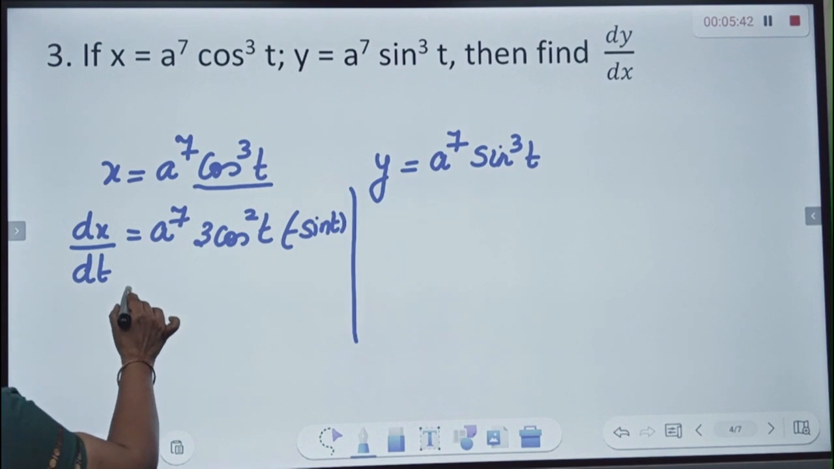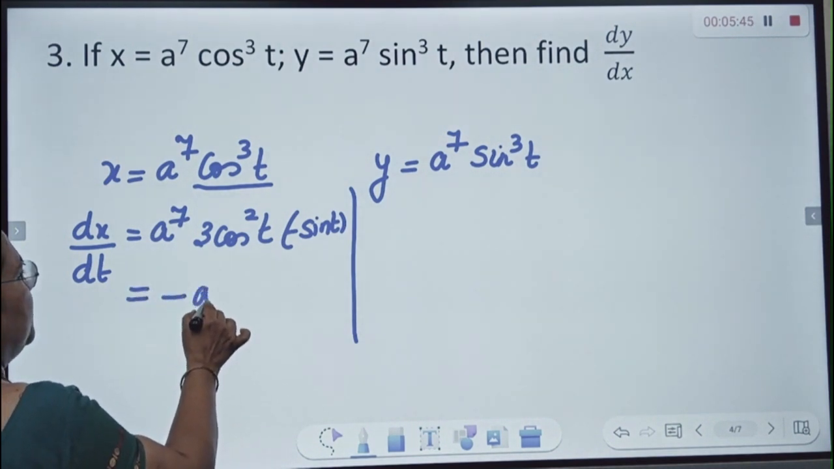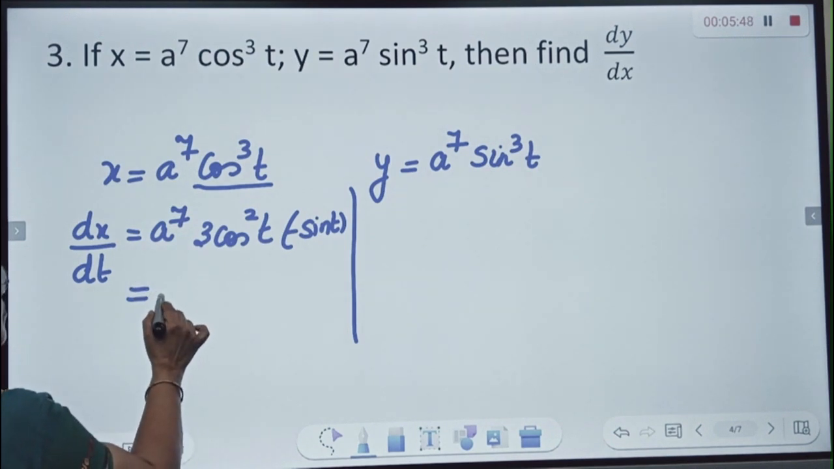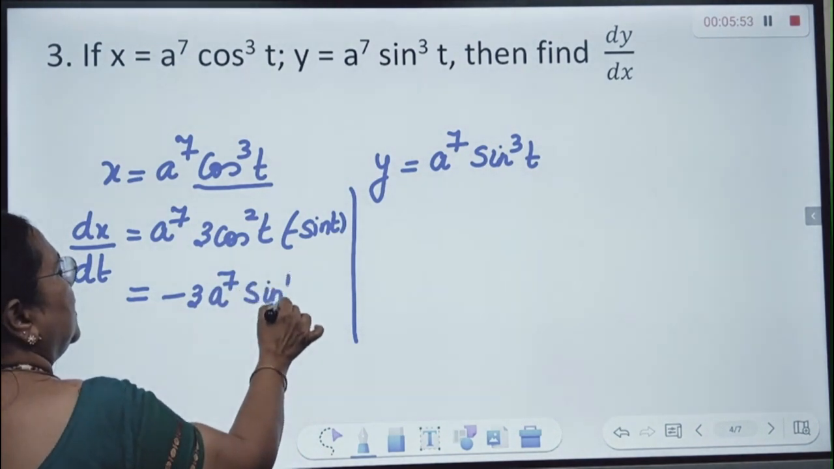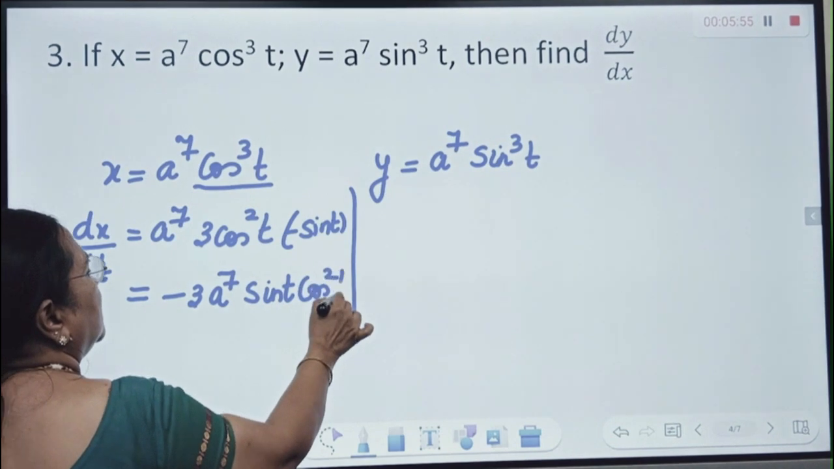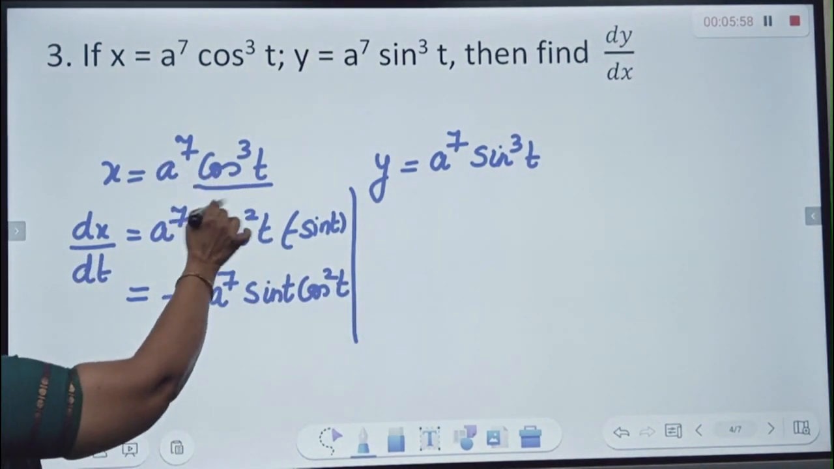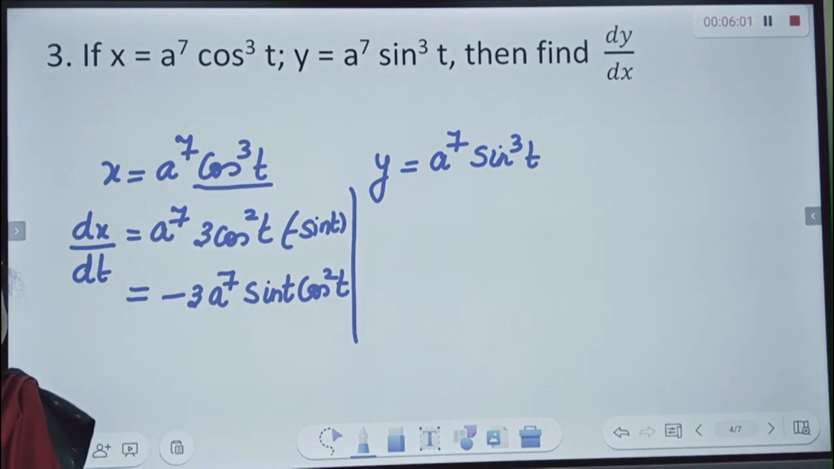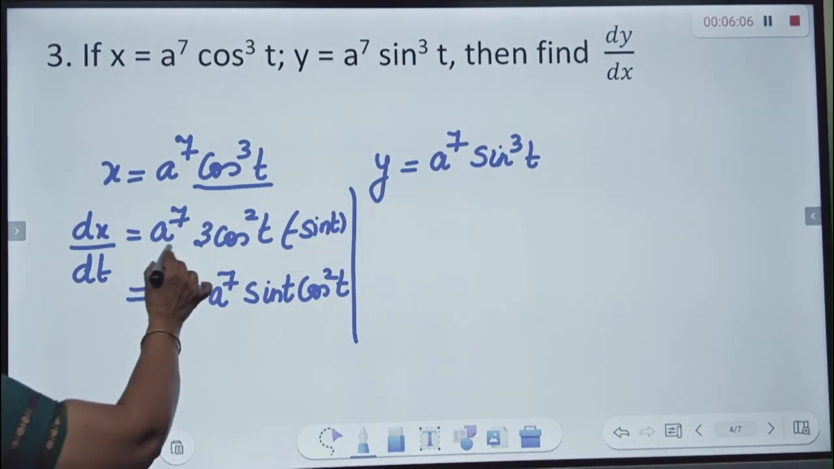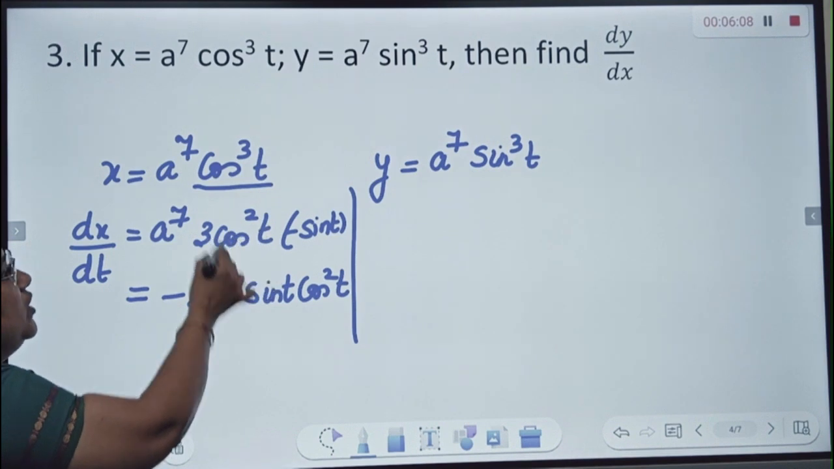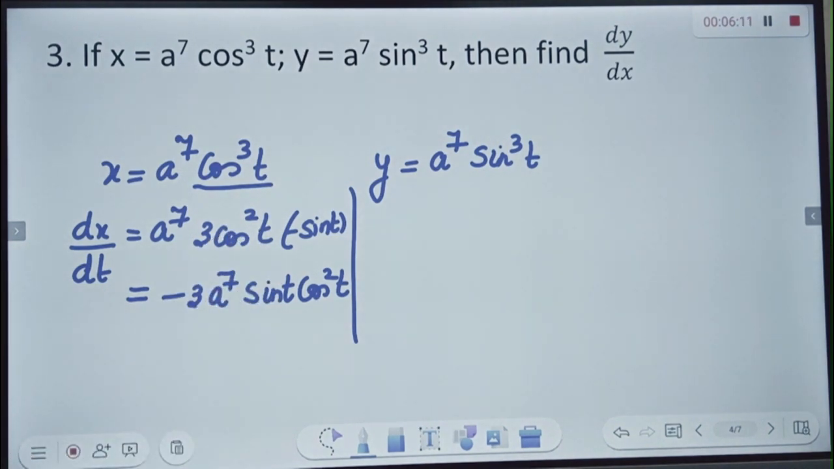So dx by dt is minus 3 a power 7 sin t into cos square t. So first you are differentiating cos cube t. We are applying chain rule. So x power n is nx power n minus 1. So by that rule you get 3 cos square t into derivative of cos t itself, which is minus sin t. So dx by dt is minus 3a power 7 sin t cos square t.